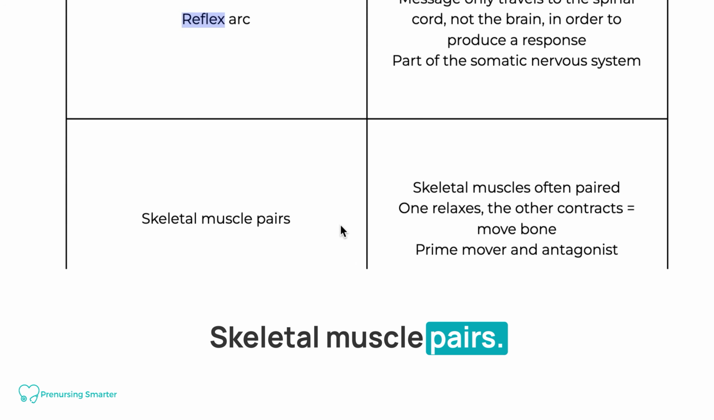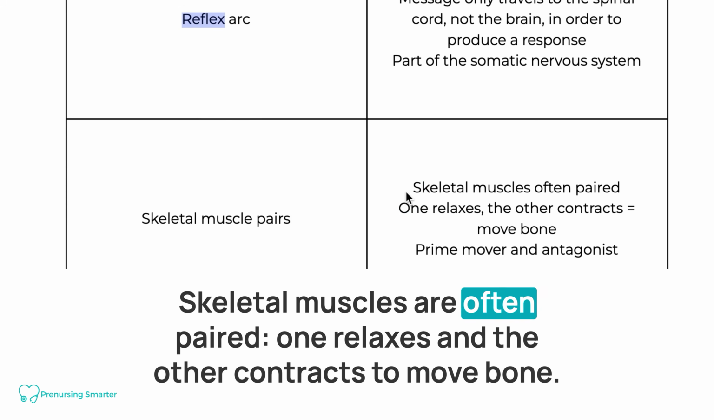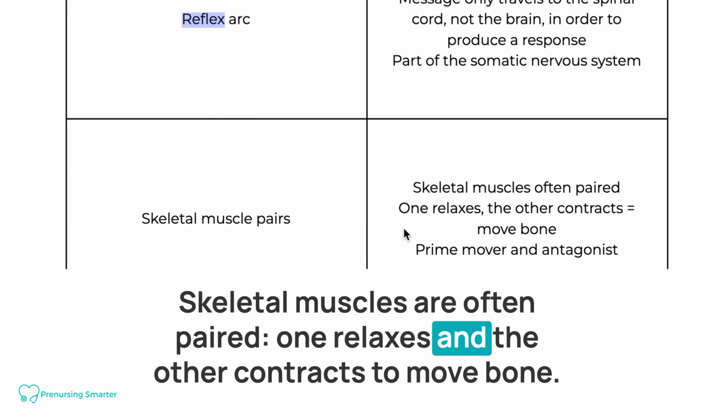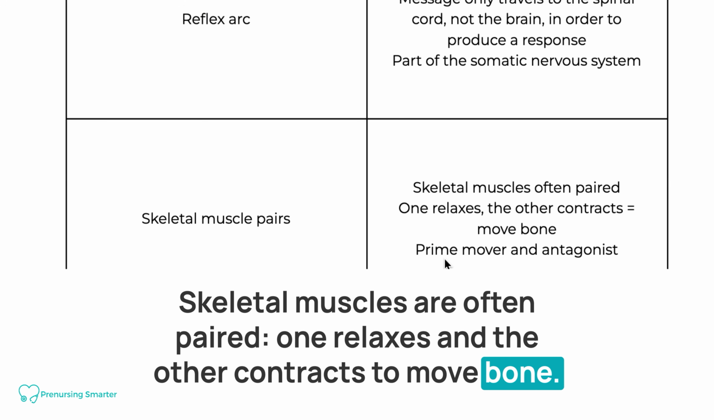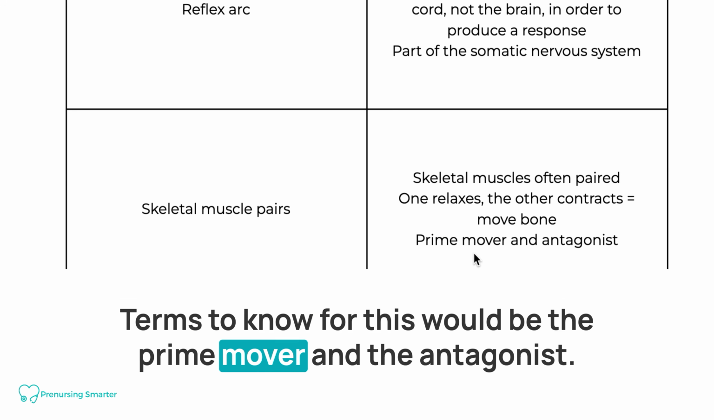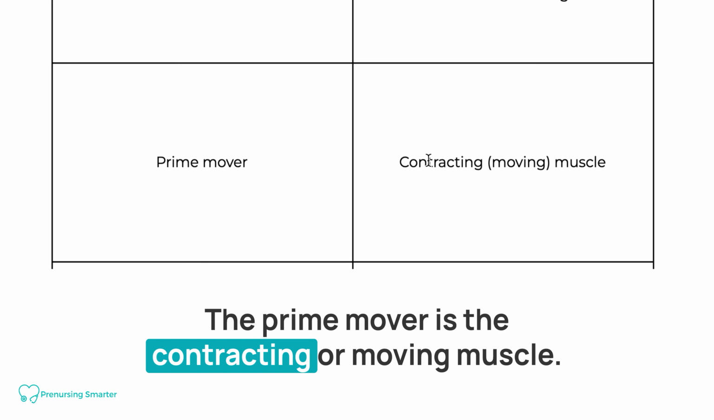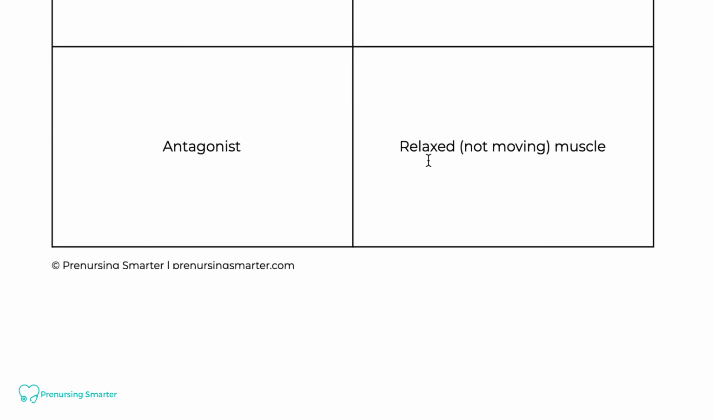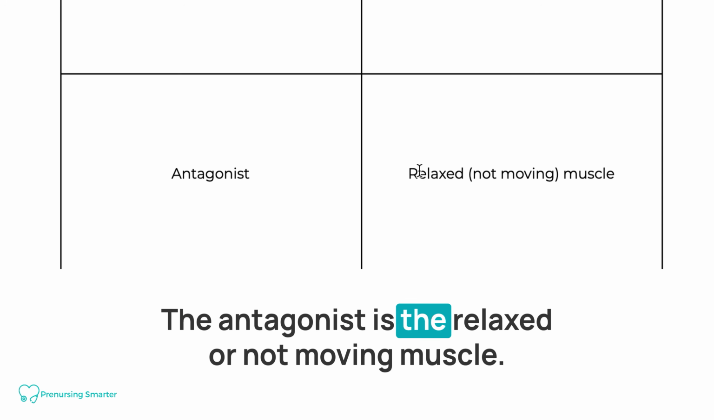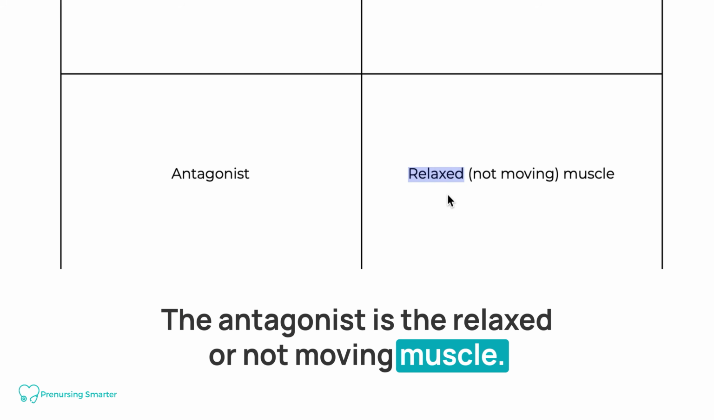Skeletal muscle pairs. Skeletal muscles are often paired. One relaxes and the other contracts to move bone. Terms to know for this would be the prime mover and the antagonist. The prime mover is the contracting or moving muscle. The antagonist is the relaxed or not moving muscle.